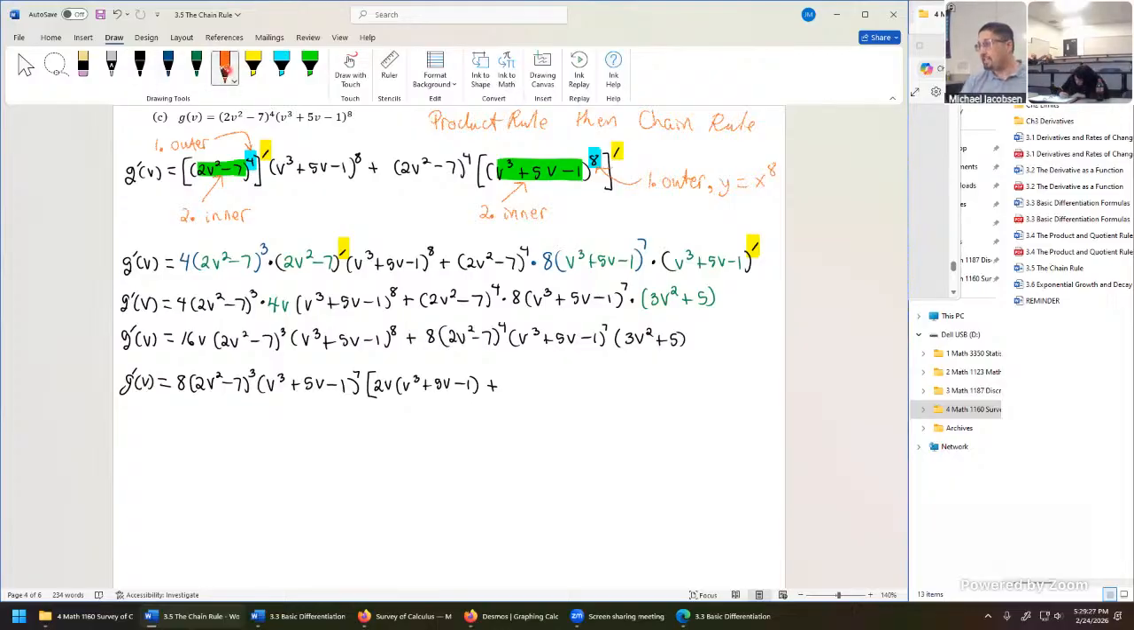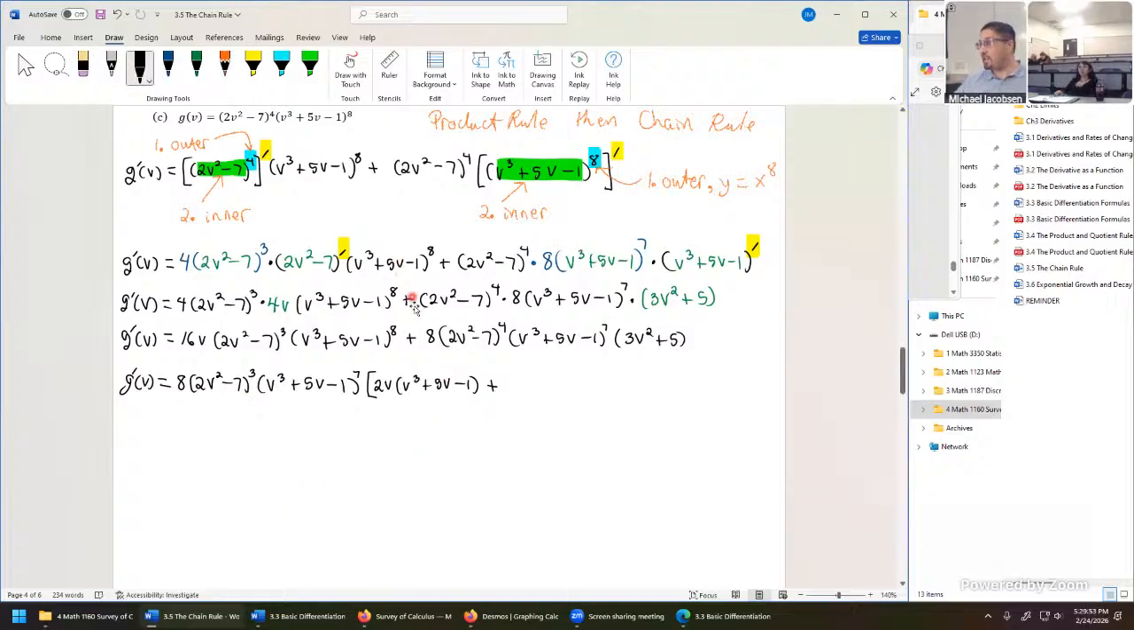But also think in these terms, if you're verifying your work, you'd multiply here to here. You'd use the distributive law. You take 8 times 2v for a 16v. 2v squared minus 7 would go here to power 3. And v cubed plus 5v minus 1 to power 7 will multiply here. The power would bump up to power 8 because there's already another factor.